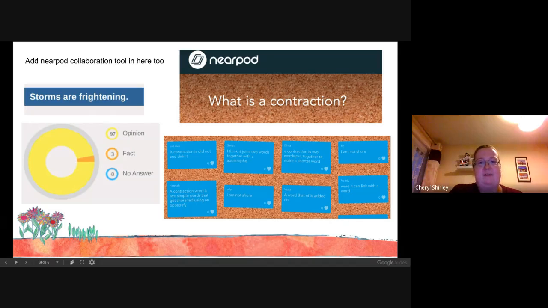And there are a couple of things within that you can do. So the first one is things like polls. Again, this is a good way of getting opinions quite quickly on what people think about things. So this one is just one which conveniently was fact or opinion about storms. So storms are frightening. Is that a fact or an opinion? So just a way of getting that quick opinion about something. But I suppose you could do that with anything.